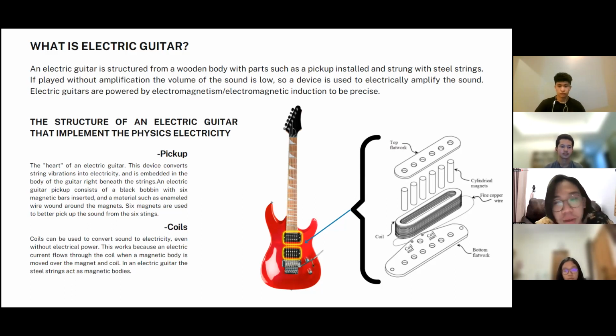And if we break down the pickup, it can be seen in the right figure, and we can also see the coil. A coil can be used to convert sound to electricity, even without electrical power. This works because an electric current flows through the coil when a magnetic body is moved over the magnet and coil. In an electric guitar, the steel strings act as magnetic bodies. Next.